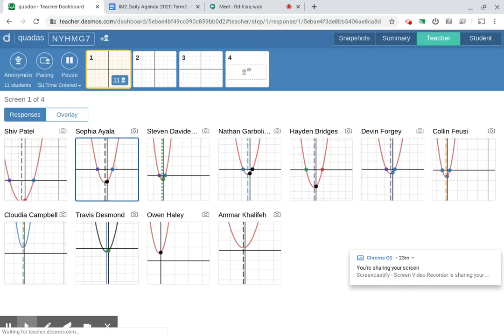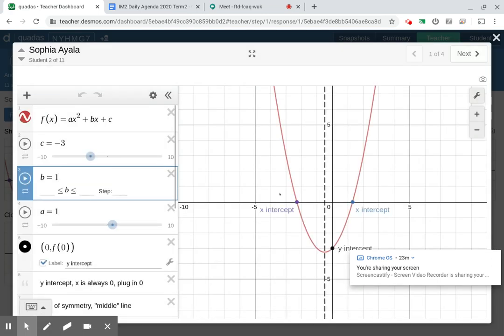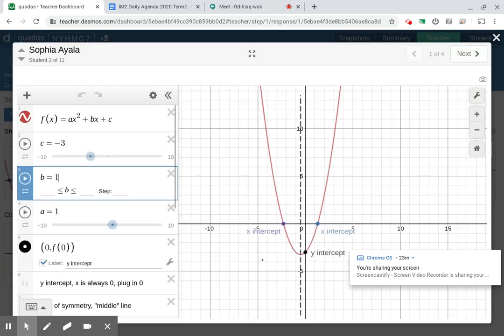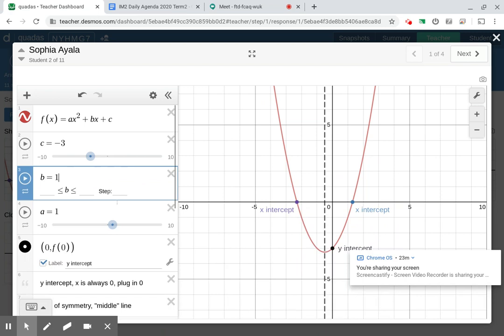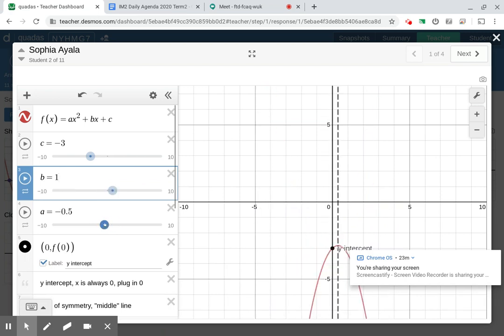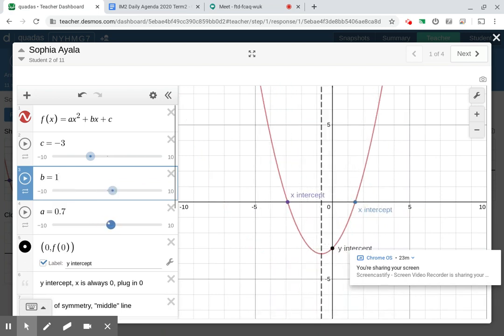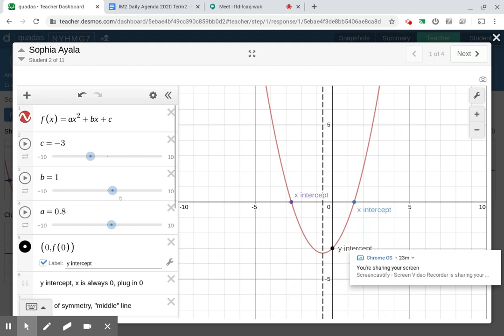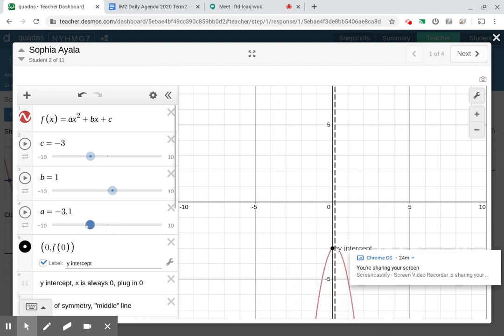All right, let me go back to Sophia's. All right, next. No matter what you do, the x-intercepts will show up if the graph is above the x-axis. If it's below the x-axis and upside down, so make it upside down by changing the a value to negative. It'll be upside down. So you'll notice there are no more x-intercepts. Okay.